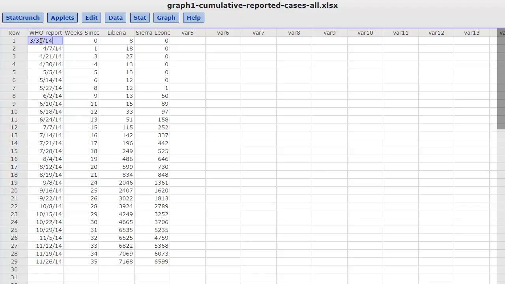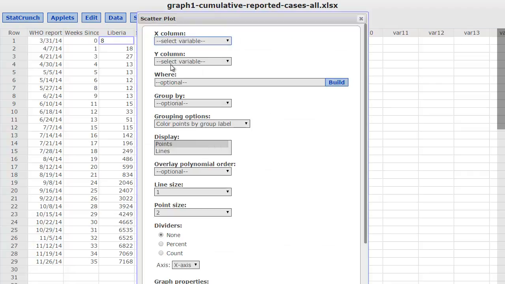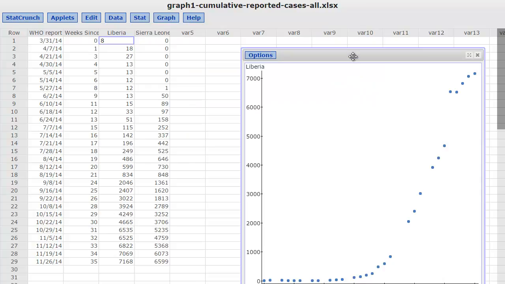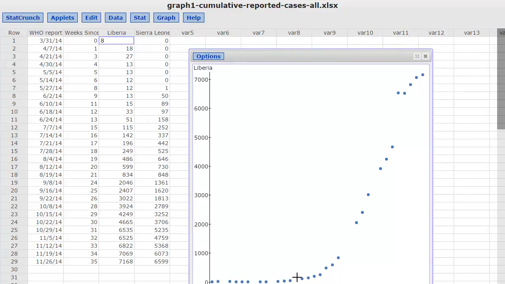All right, so here it is. Here's the actual date. Here are the number of weeks since we started looking at the cases. Here's Liberia, and here is Sierra Leone. Okay, so what I'm going to do is make a scatter plot of Liberia and show you what it looks like. So let's graph a scatter plot of Liberia, and on the X is going to be the weeks since, and on the Y are going to be the number of total cases in Liberia. I'm going to go ahead and compute that. And you can see, there it is. There is my flat sort of growth, and then that super big jump that we saw to over 7,000 cases.